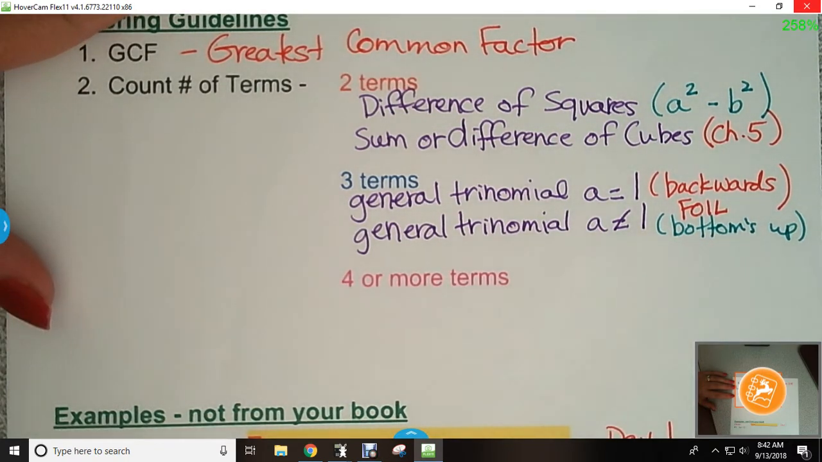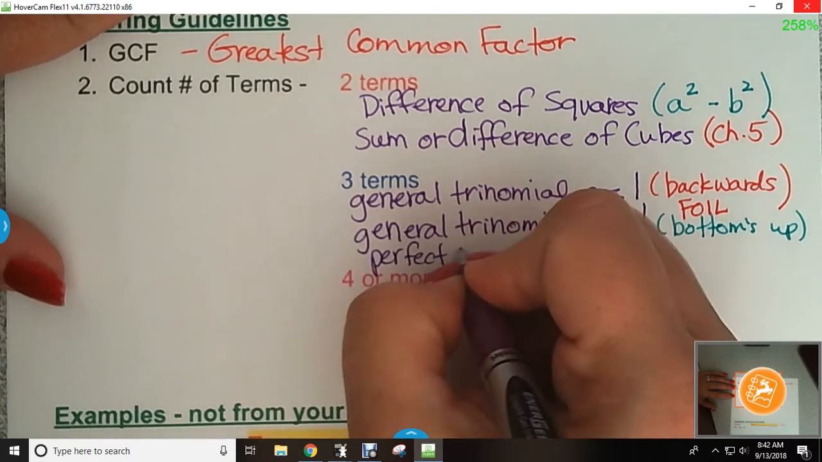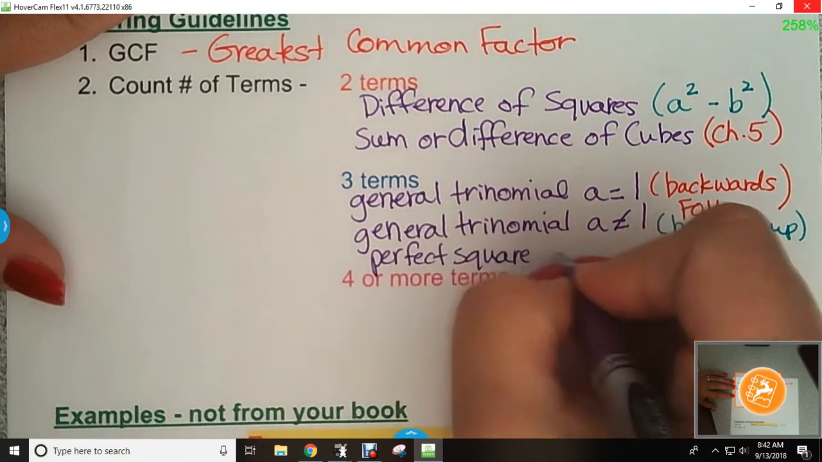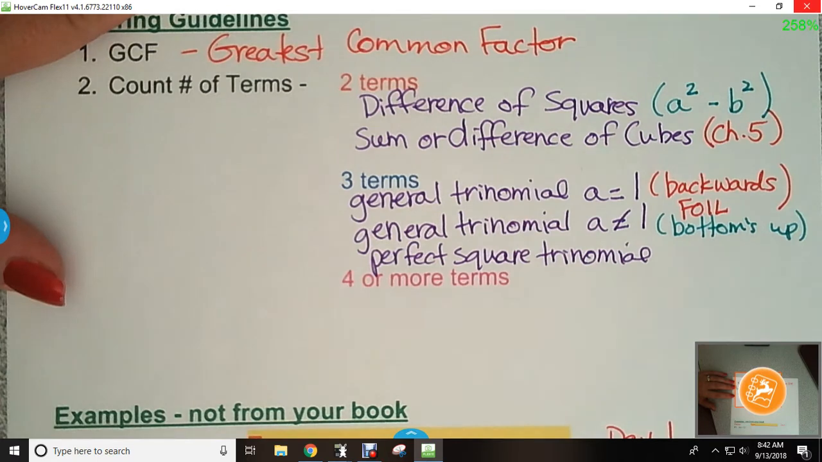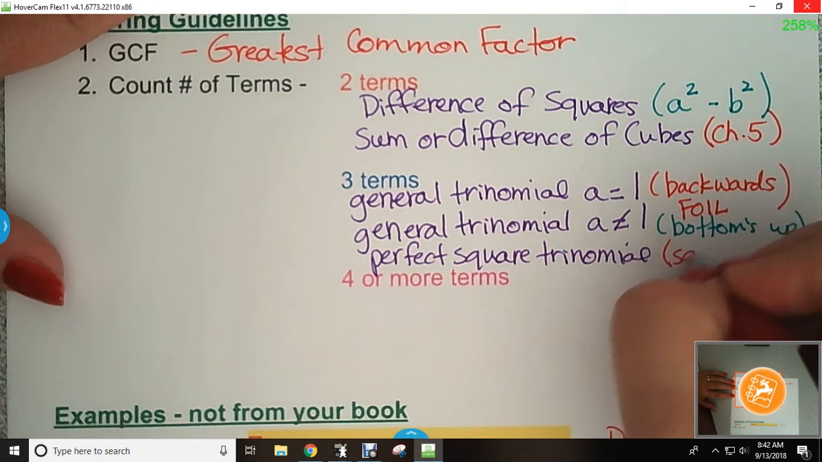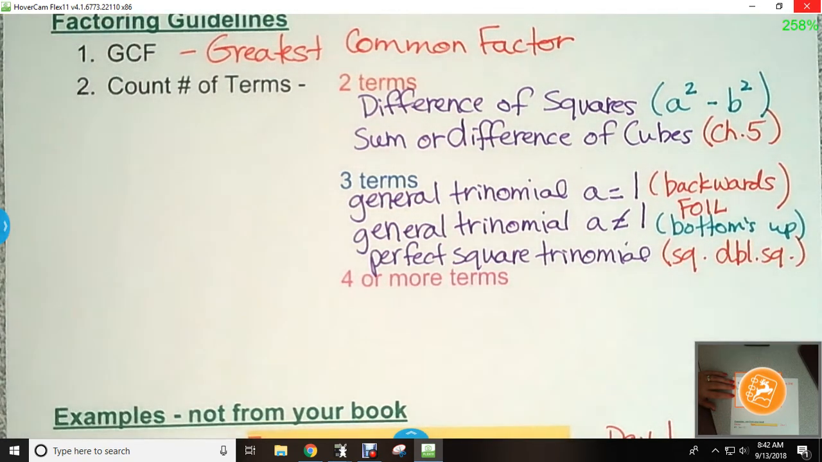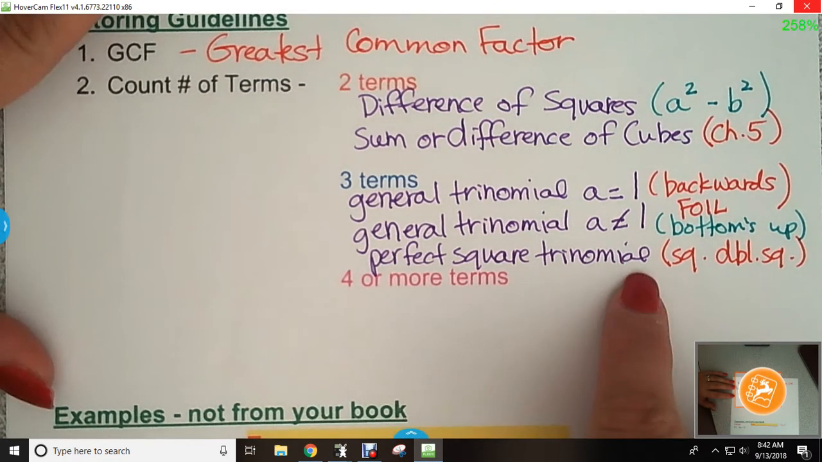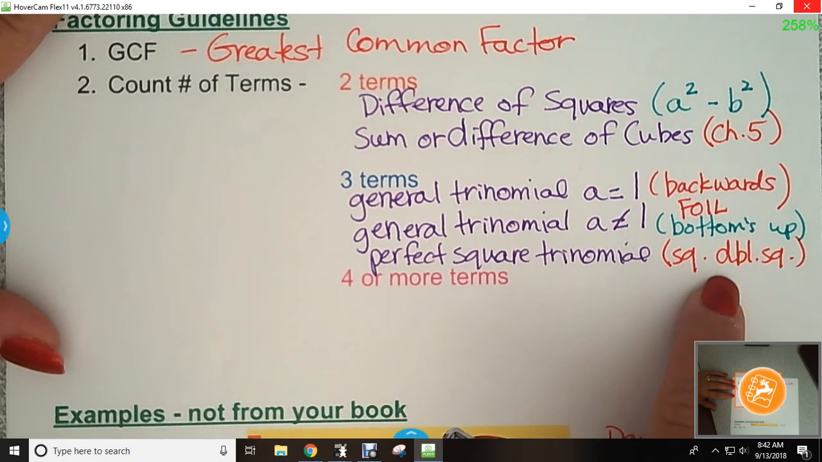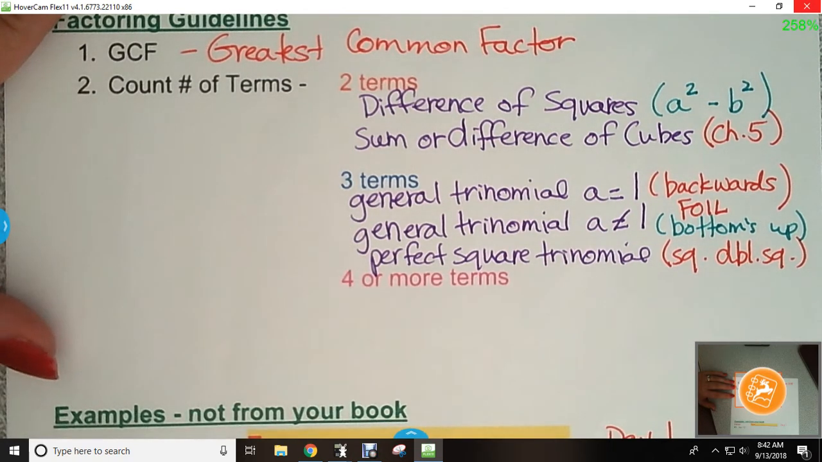The last thing when you're given 3 terms after you've done the greatest common factor is to check and see if it is a perfect square trinomial. And I call that a square double square. And in a few minutes you'll see why I call it that. This one, the perfect square trinomial, will most likely be day 2. The 2 types of general trinomials, that will be part of day 1 factoring.